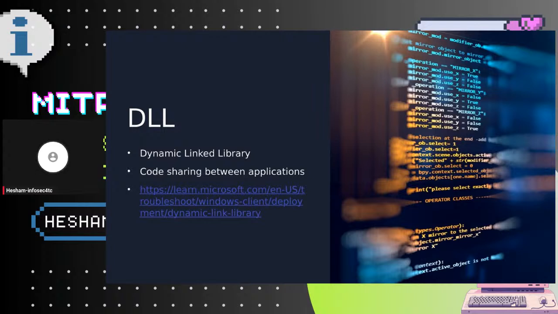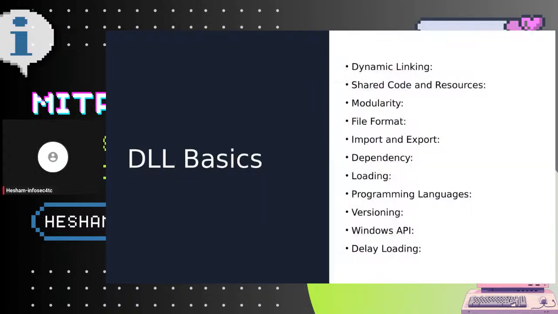And I'm going to cover some basic functions. We have dynamic linking, shared code and resources, modularity, file format, import and export functions, dependency loading, programming language, versioning, Windows API, and delay loading. These are components used in software development.